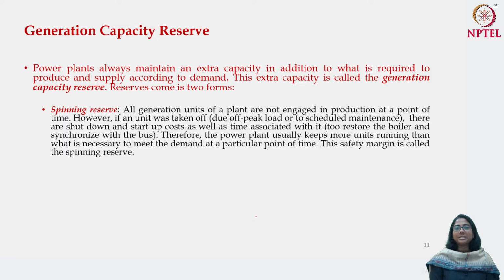Therefore, what does the power plant do? It actually runs more generators than required, at a very low capacity. Some generators will work at a higher capacity, and some generators as a buffer will be on but will work at a low capacity. This kind of buffer, this safety margin that the power plants keep, is called the spinning reserve.